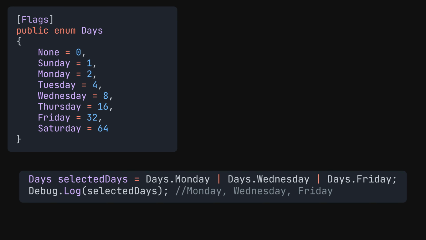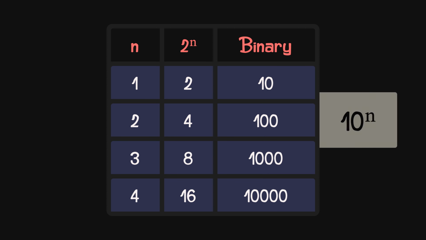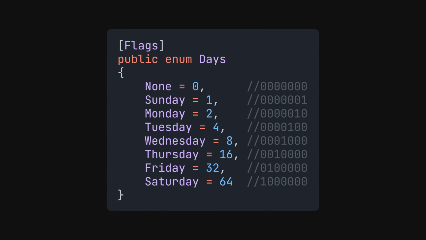Now, you might be wondering why we're using powers of 2 as the values for the members of the enum. Well, let's take a closer look at the binary representations of these powers of 2. As you can see, the binary numbers for the powers of 2 are quite simple. They are just 1 followed by n number of zeros, or simply 10 raised to the power of n, where n is the power of 2. This is why using powers of 2 is crucial. Each member's binary representation occupies a unique bit position, ensuring that the combined result is a distinct value.